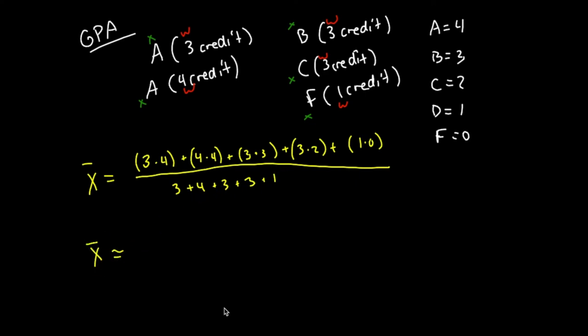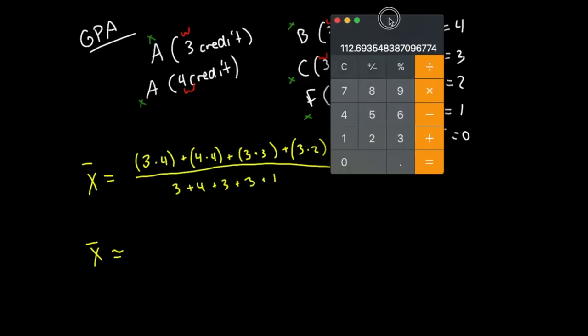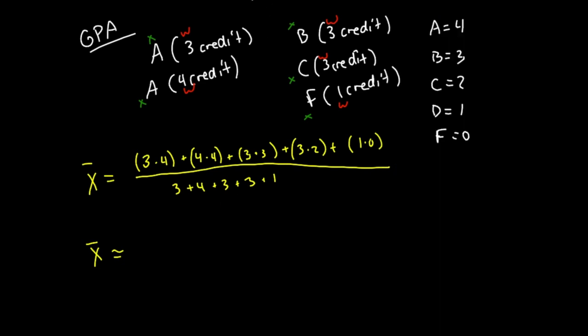So let's do that calculation. Where is my calculator? So 12 plus 16 plus 9 plus 6 plus 0, 43 is my numerator. Let me take away this approximation. I'll show my work. So it equals 43 divided by, this is 7, 10, 14 total credits that she took that semester.